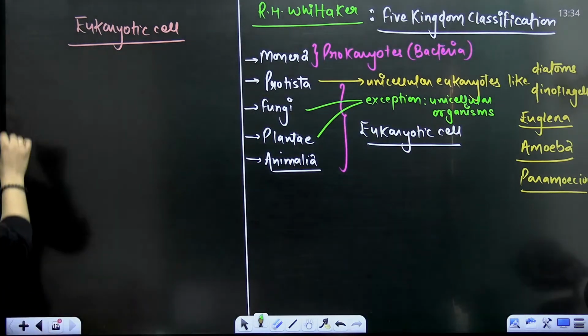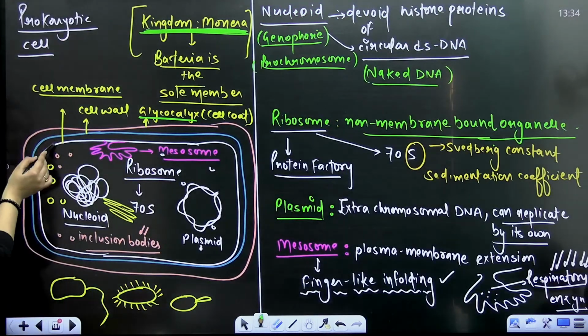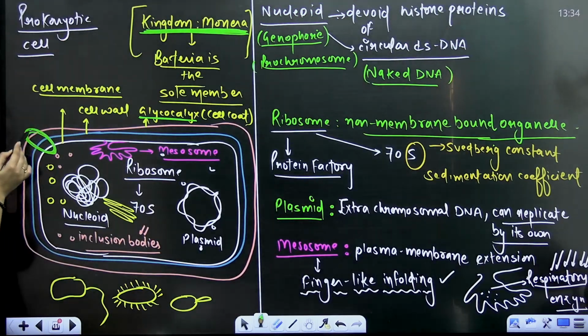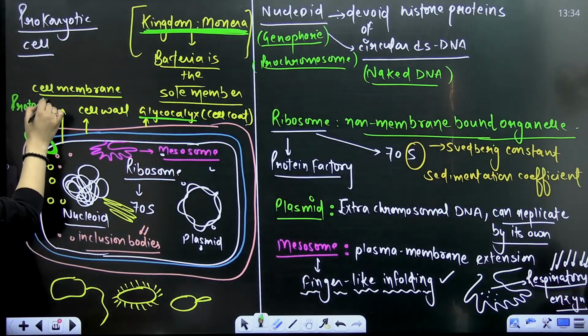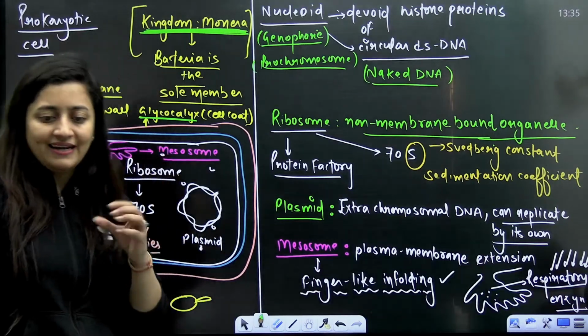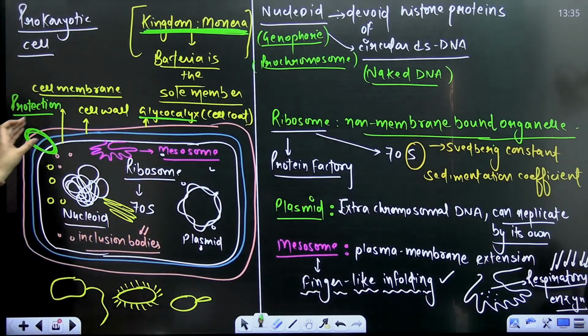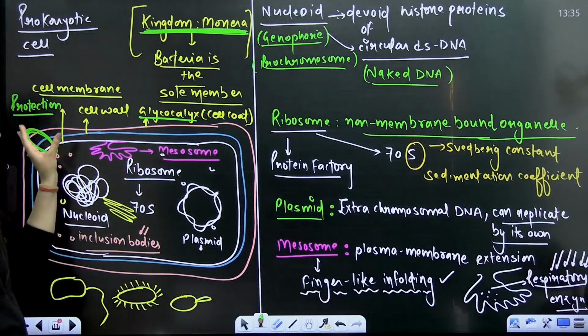Okay, now as I said, in the prokaryotic cell the membranes were there. The covering was there, but on the outer side. Of course, they are meant for protection. Indeed, they are meant for protection. So these are the outer coverings that we have.